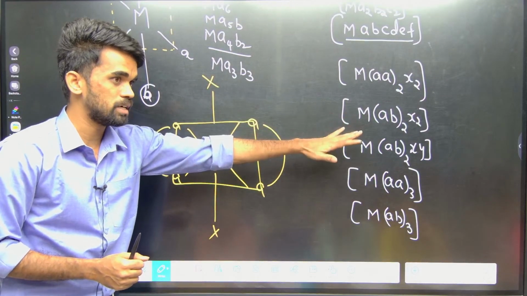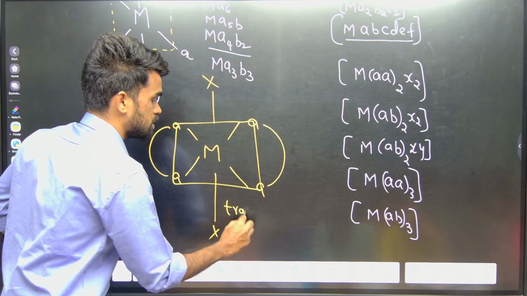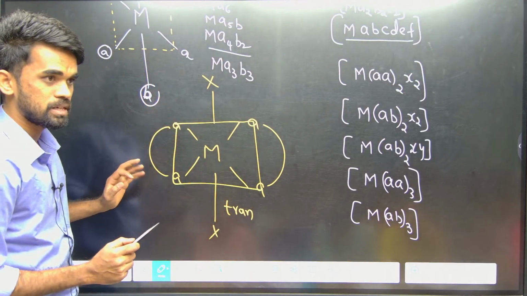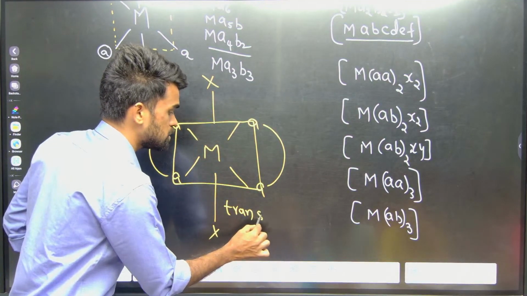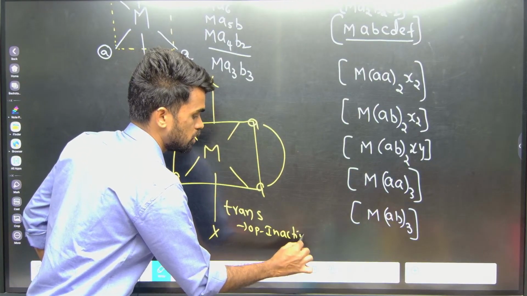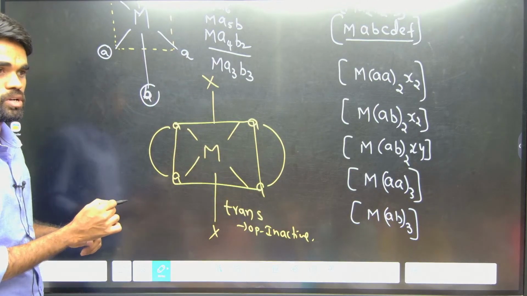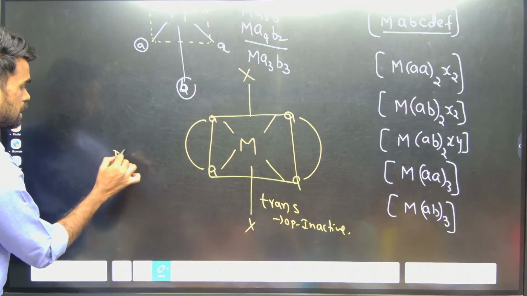But I have written it here now. You should ask me why. Here the trans form is optically inactive. Is this cis or trans? Tell me first. How are these X and X arranged? Trans. So trans is optically inactive. But you need to consider the cis form also, no? Cis form means how will you arrange it? Like metal.